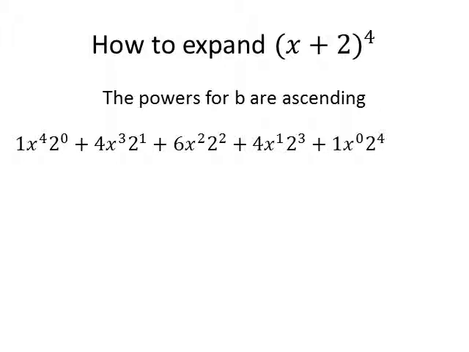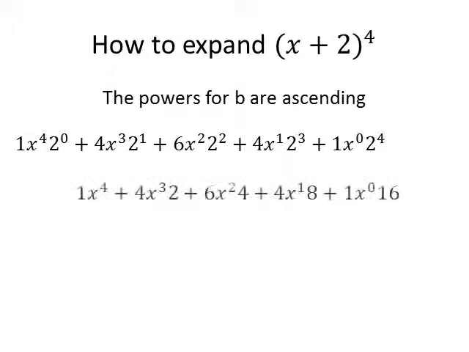So first I do 2 to the 0 power, 2 to the 1 power. Those are all values. They have numbers. 2 to the 0 power is 1. So 2 to the 0 becomes 1, so it's 1x to the 4th. 2 to the 1st is 2, so we have 4x to the 3rd times 2. 2 squared is 4, so we have 6x squared times 4. 2 to the 3rd is 8, because 2 times 2 is 4, times 2 is 8. So we have 4x to the first times 8, plus 1x to the 0, and then 16. 2 to the fourth is 16, because 8 times 2 is 16.